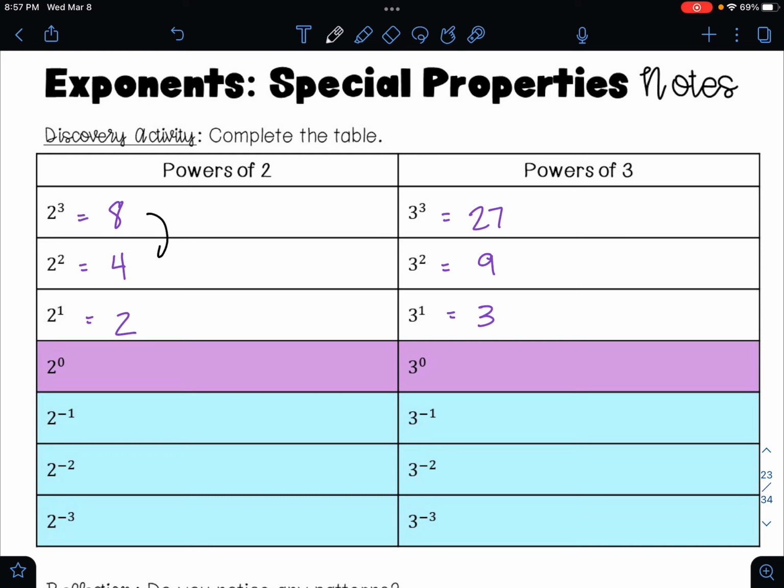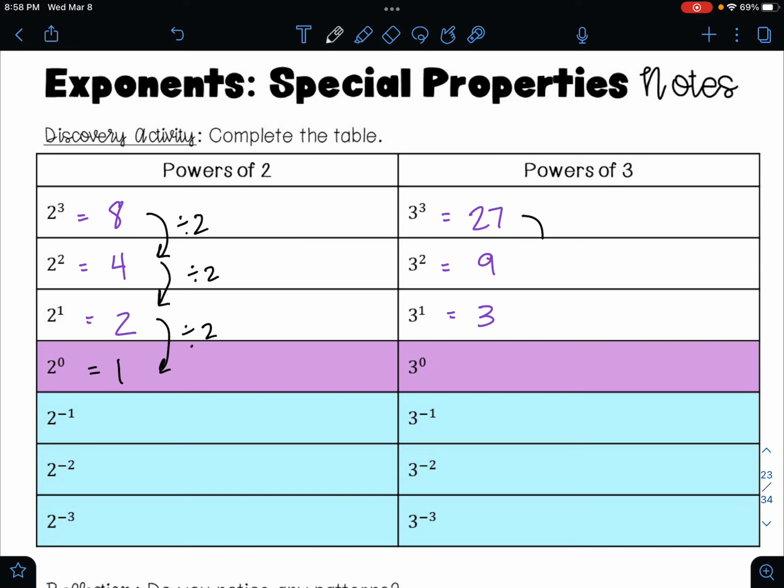How do I get from 8 to 4? Well, we divide by 2. How do I get from 4 to 2? You divide by 2. So if this pattern continues, what's 2 divided by 2? 1. Let's see if anything similar is happening on this side.